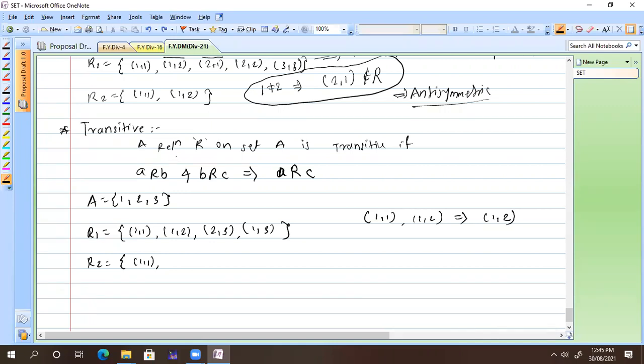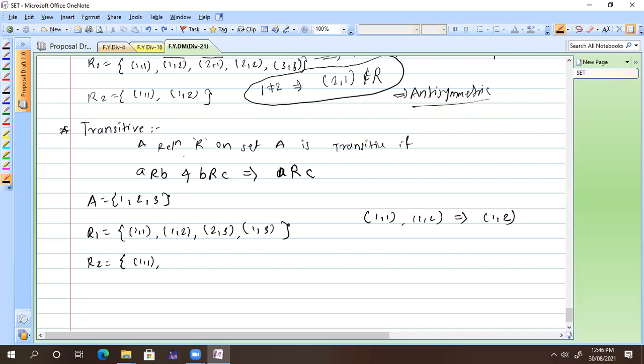Okay. Are you getting it? Sir, yes. Is it like this: in the first case, 1, 1 is A, B; then in the next case, 1, 2 is B, C; and then A, C is there. 1, 2 is there.